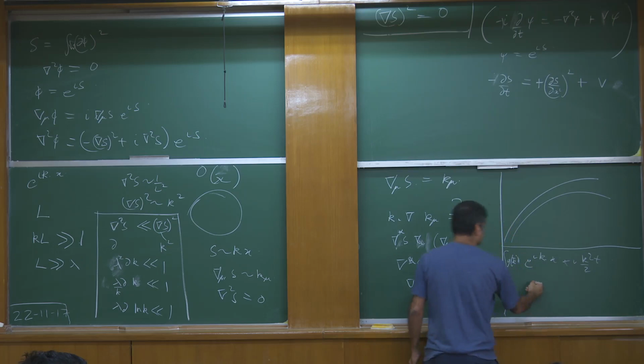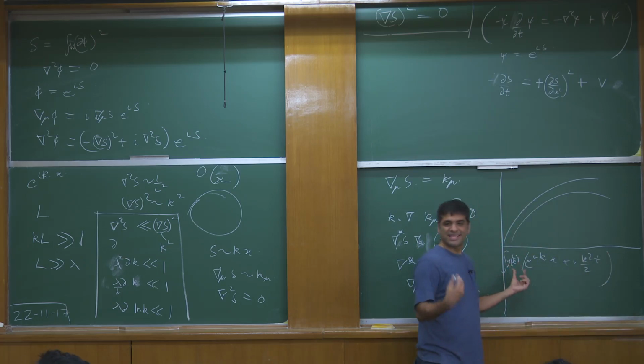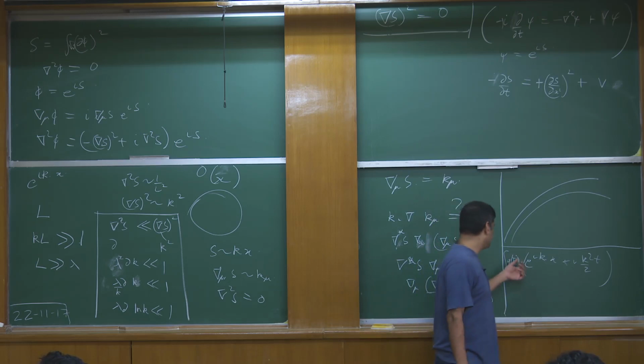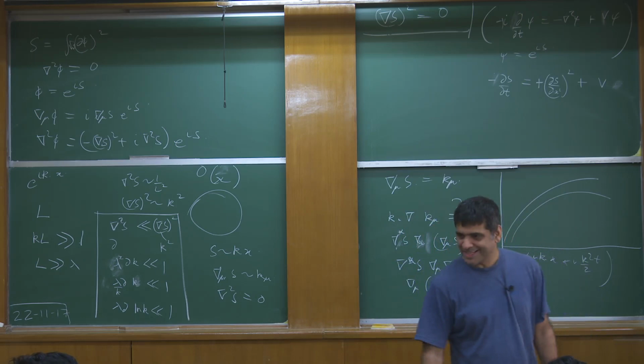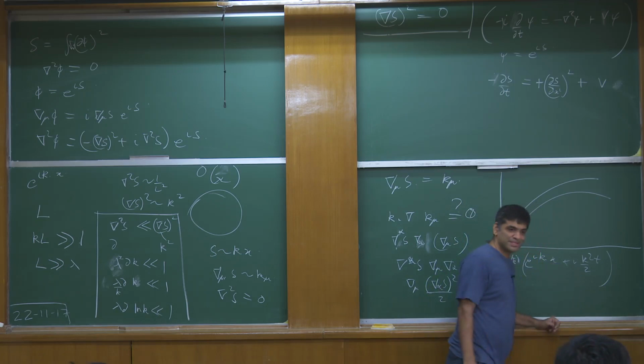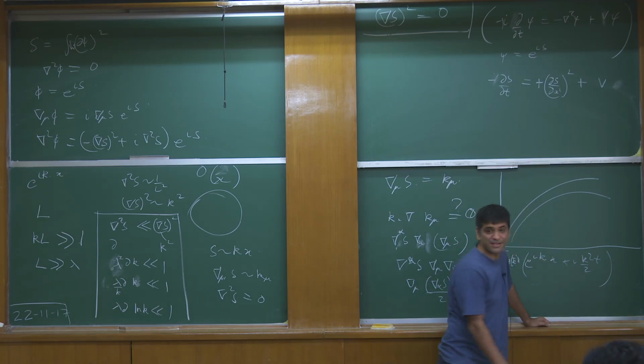Let g of k have a real part that's centered around k naught. We could deal with the imaginary part, but for simplicity, let's say the imaginary part is 0. So let g of k be a real wave packet that is centered around k naught. And then we use the stationary phase approximation. In the stationary phase approximation, we differentiate this with respect to k.